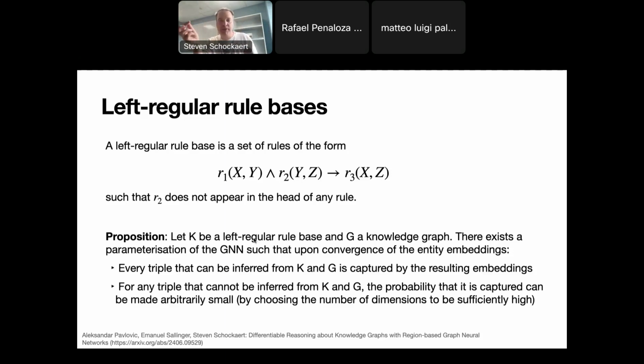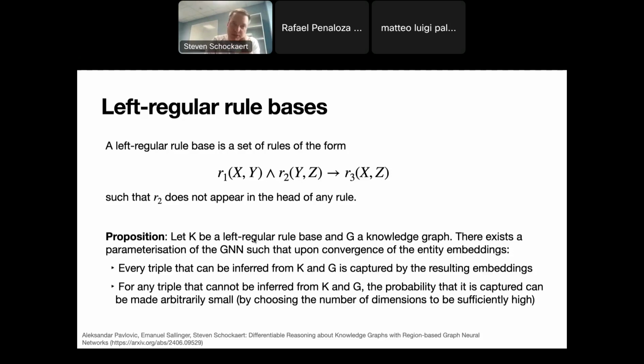We can make that probability arbitrarily small by having a sufficient number of dimensions, and all the coordinates are sampled independently. That's another assumption I should have mentioned. And so if you have enough dimensions, then the chances of relationships holding by chance become vanishingly small. So it's a long explanation just to say that we can capture arbitrary sets of left regular rule bases, perfectly, using just ordering constraints.